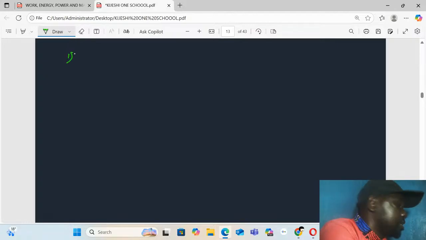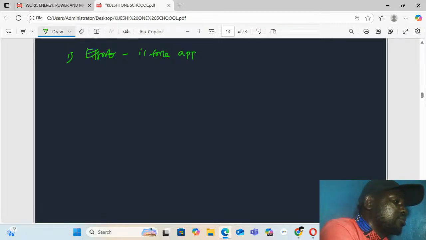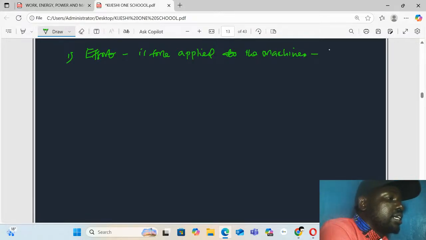The first one is the effort. So what is the meaning of effort? It is the force applied to the machine. We all know the SI unit for this one is the Newton because we are talking of a force.